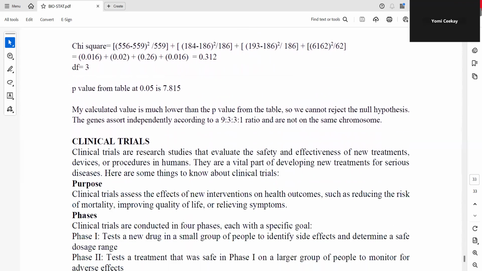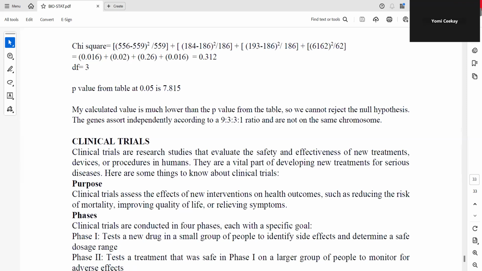Let's go to clinical trials. What are clinical trials? Clinical trials are research studies that evaluate the safety and effectiveness of new treatments, devices, or procedures in humans. They are a vital part of the development of new treatments for various diseases.